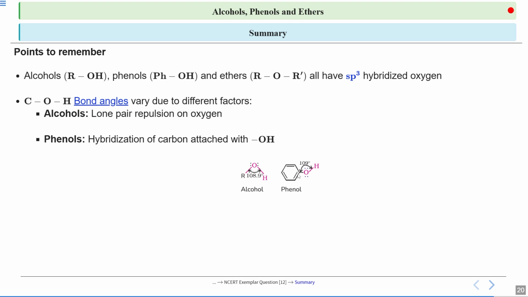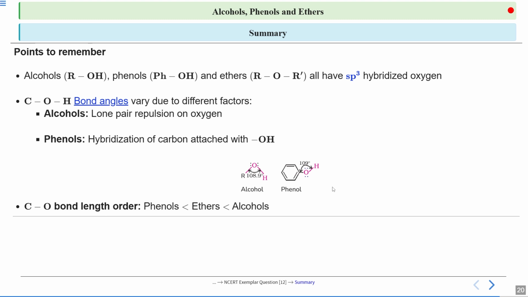And this is phenol having a 109 degrees bond angle, which is very slightly less than the ideal tetrahedral bond angle. Why do we say tetrahedral? Because oxygen is sp3 hybridized, so the arrangement should be tetrahedral. But due to the sp2 hybridization of the carbon of the benzene ring, which is attached with the sp3 hybridized oxygen, the bond angle is 109 degrees, which is varying.